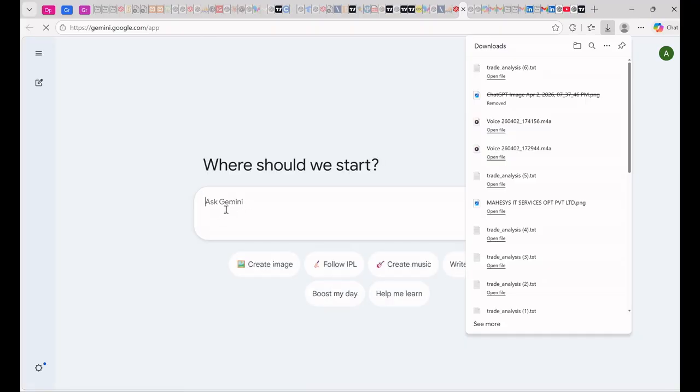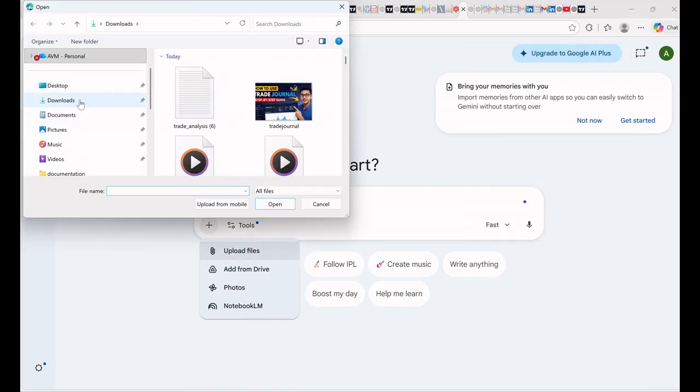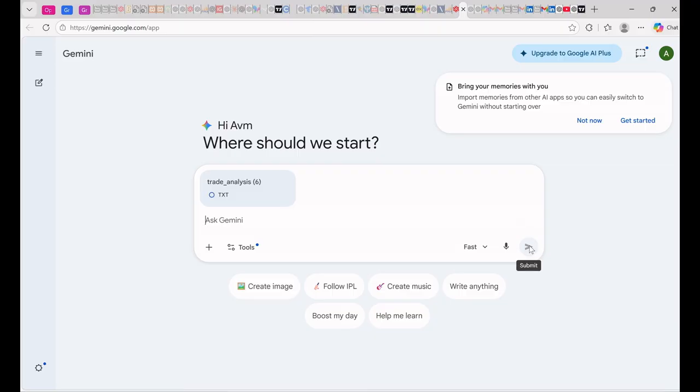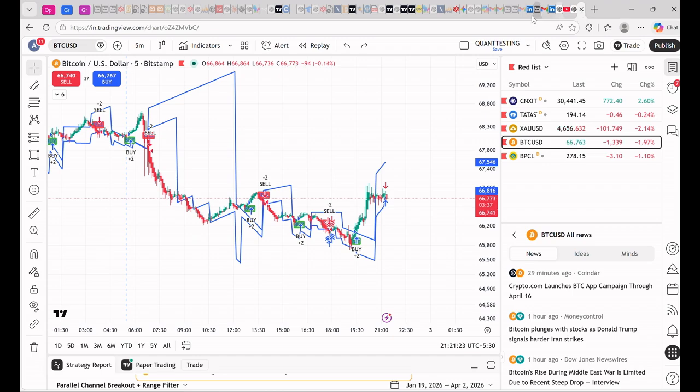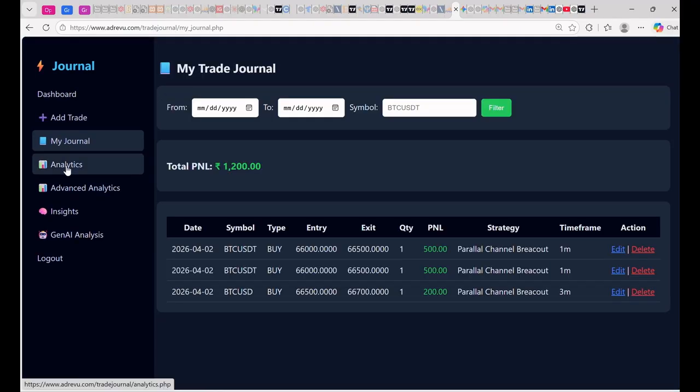Start by looking at your overall performance. Check how many trades you have taken in total. Then see how many of those trades were profitable and how many resulted in losses. This will give you your win rate. Next, look at your average profit and average loss. This helps you understand whether your strategy has a favorable risk-reward profile. For example, even if your win rate is low, a good risk-reward ratio can still make the strategy profitable.